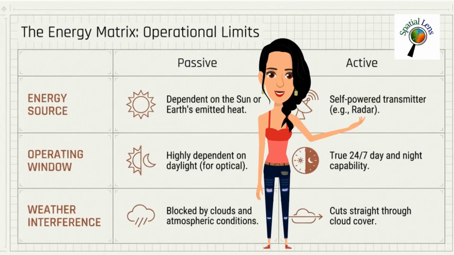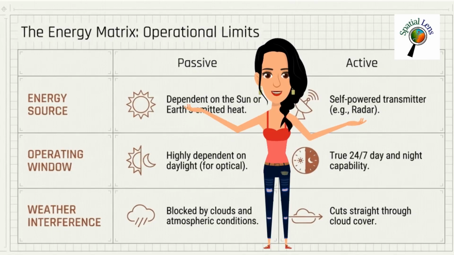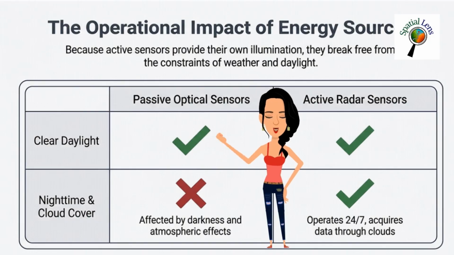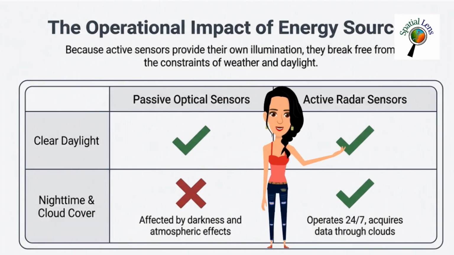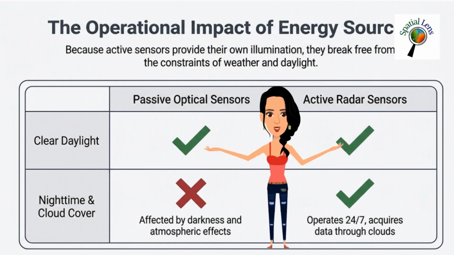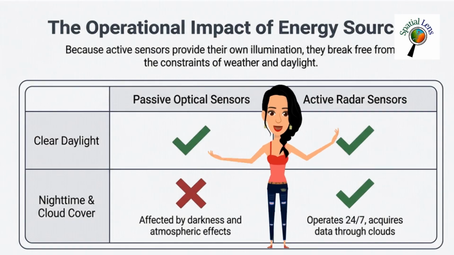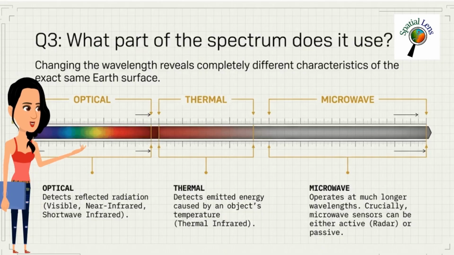They generate their own energy, transmit it toward the target, and then measure the energy that comes back. Radar is a classic example of an active sensor. Because the sensor provides its own energy source, active sensing does not depend on sunlight in the same way as passive optical sensing. This allows many active systems to collect observations during both day and night, and radar can also operate under cloudy conditions. Now let's look at the second basis of classification: wavelength.